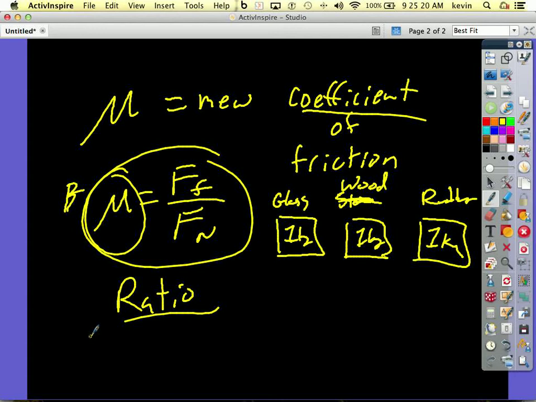And how would you measure how much force it takes to make them slide? How could you find out how much force it takes to make them slide? How would you find mu for those 3 tires? Talk with the people in your group. Go.